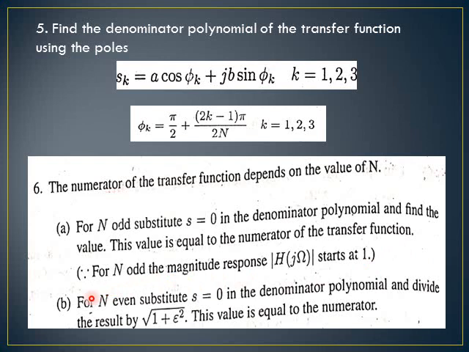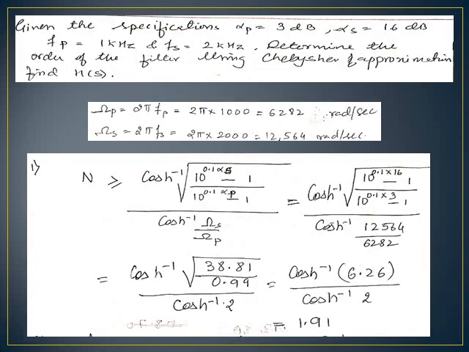This value is equal to the numerator of the transfer function. Second case, for n which is even, substitute s equal to 0 in the denominator polynomial and divide the result by square root of 1 plus beta square. Again, this value is equal to the numerator. Let's start with the problem.